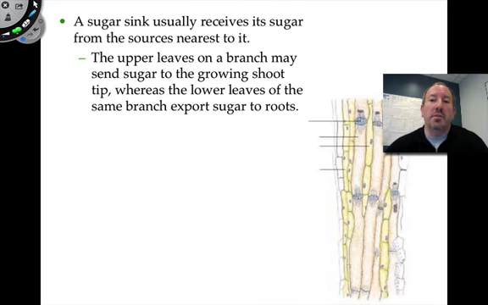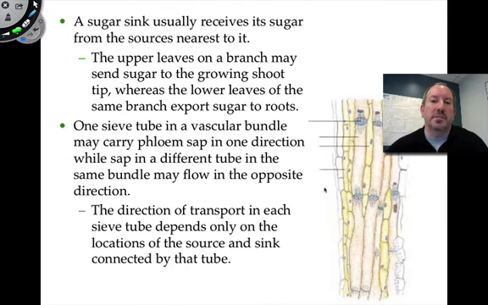And so even within the same vascular bundle, some sieve tube members can have phloem going in an up direction and some can be going in a down. So it's kind of wild. Translocation, it's everywhere. It's going in all directions. And so sieve tubes can be going in one direction, and the opposite one could be going in the opposite direction.